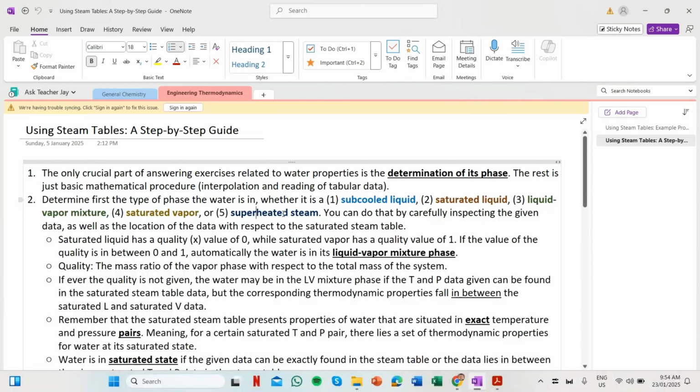So you can infer or determine which among the states is the water in based on the properties by carefully inspecting the given data and compare it or locate it with respect to the saturated steam table. So essentially, the primary data that I'm going to use in inspecting my data is using the saturated steam table. Okay, so let's start here with item number one.